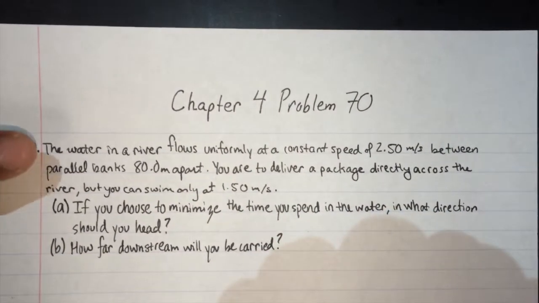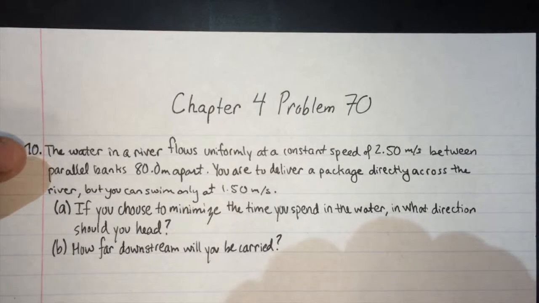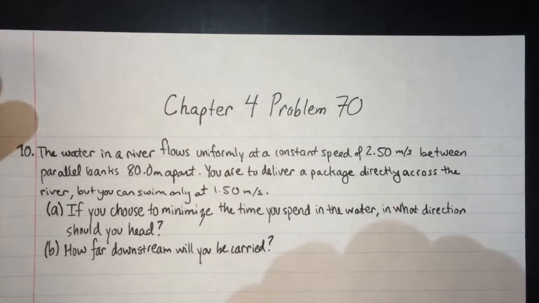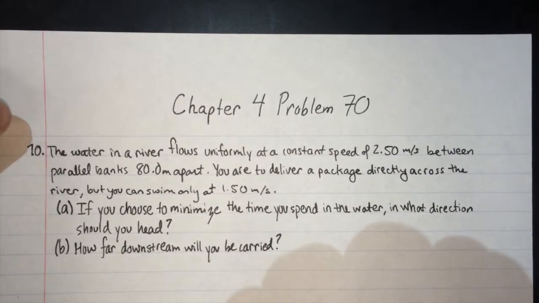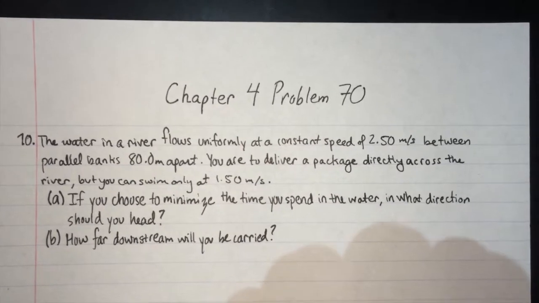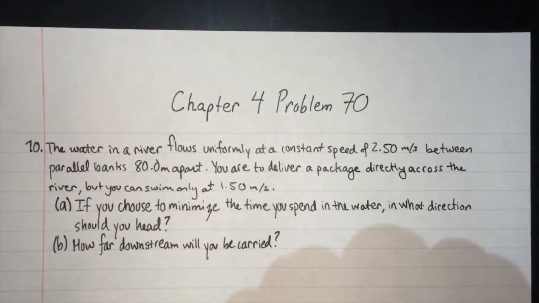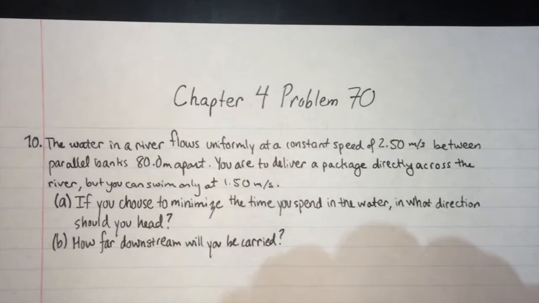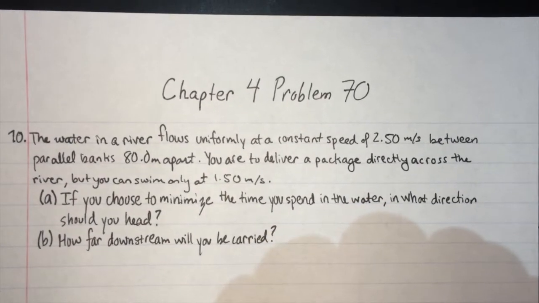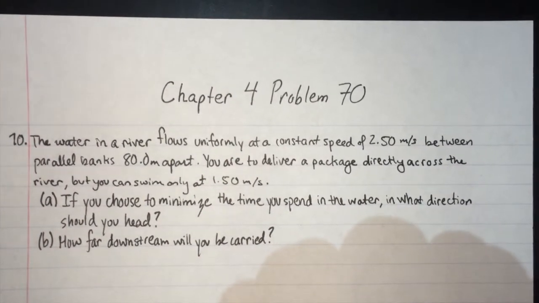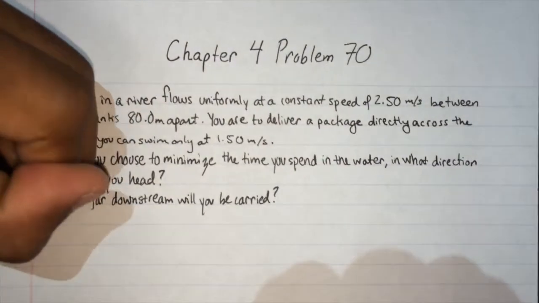The water in a river flows uniformly at a constant speed of 2.50 meters per second between parallel banks which are 80.0 meters apart. You are to deliver a package directly across the river, but you can only swim at 1.50 meters per second. So let's start with our given.